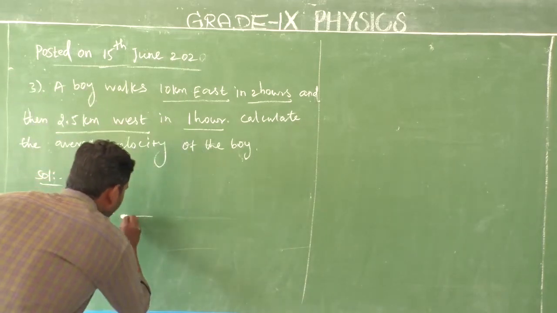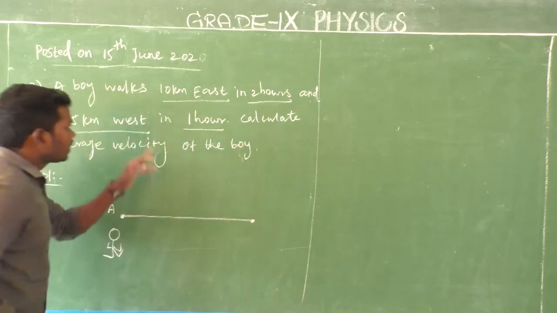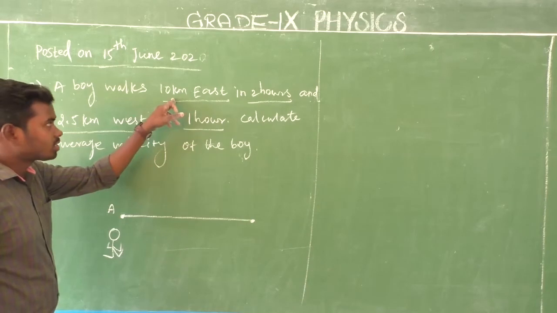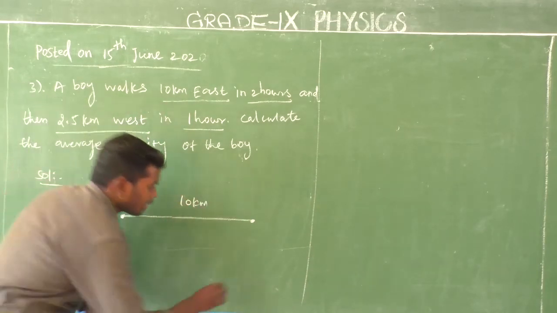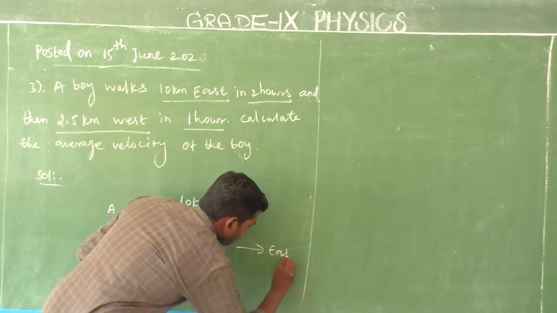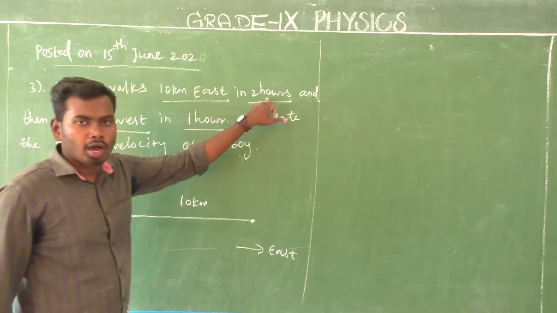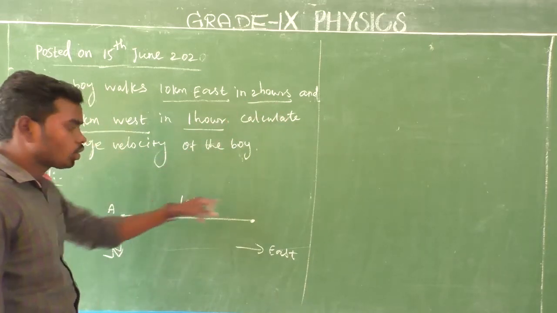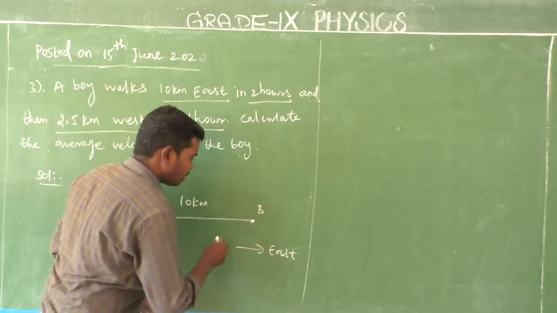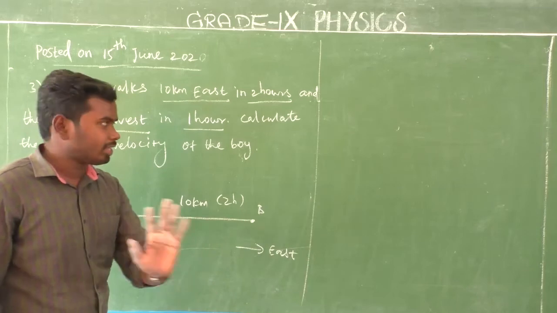10 kilometer towards east direction. So here the boy covers how much distance? That is 10 kilometer towards east direction. So this is east direction. How long has he taken? 2 hours. 2 hours to cover the distance of 10 kilometer from point A to point B. So this is point B, 2 hours. Time taken how much? 2 hours. Is it clear? Yes. Look at here.